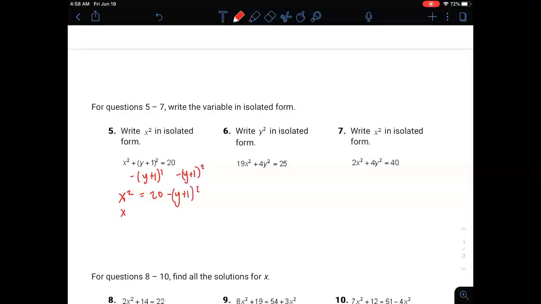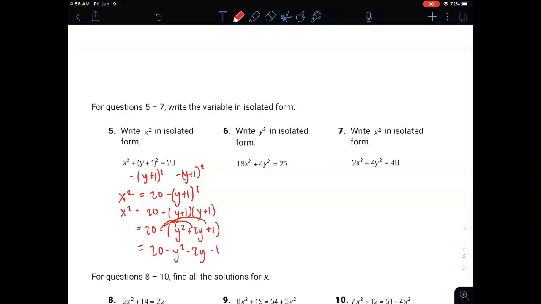Then what I'm going to do is I'm going to expand that y plus 1 squared, which is y plus 1 times y plus 1. So equals 20 minus y squared plus 2y plus 1. All right. And now what I have to do is distribute that negative sign. So I'm left with 20 minus y squared minus 2y minus 1. So my final answer here, if I combine my like terms, is x squared is equal to negative y squared minus 2y plus 19. All right, that would be my answer in my isolated form here.